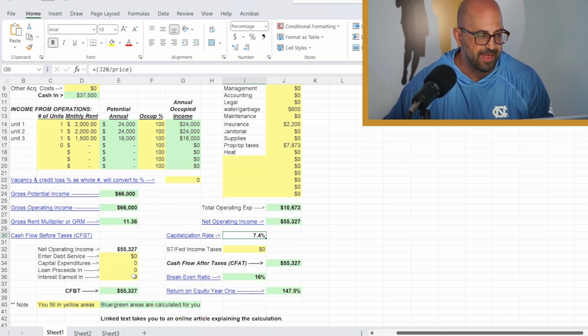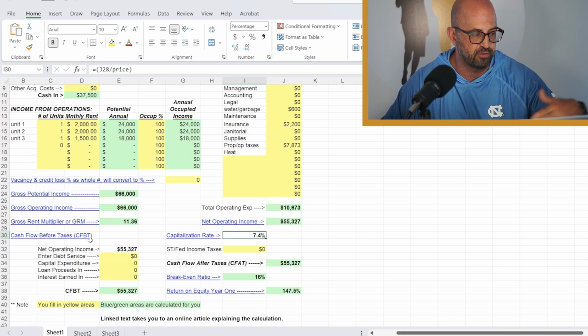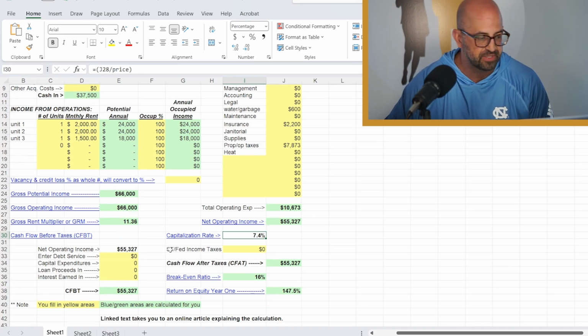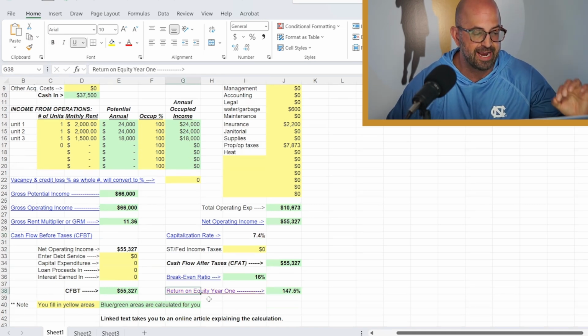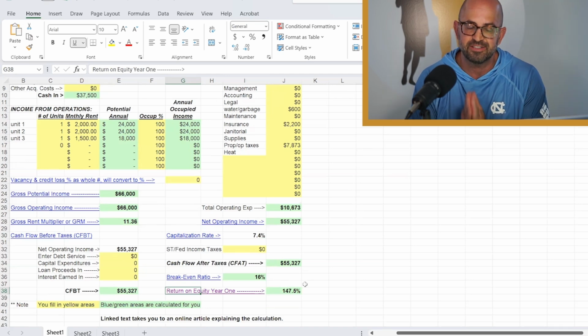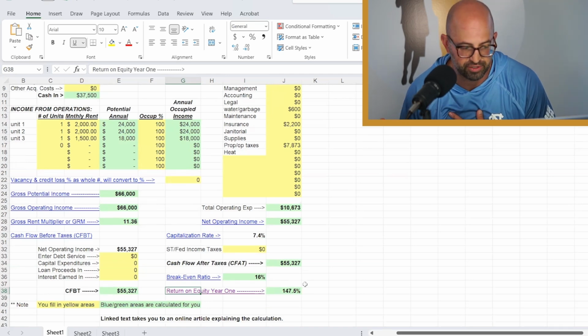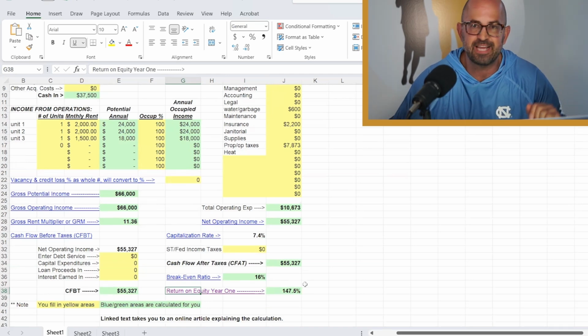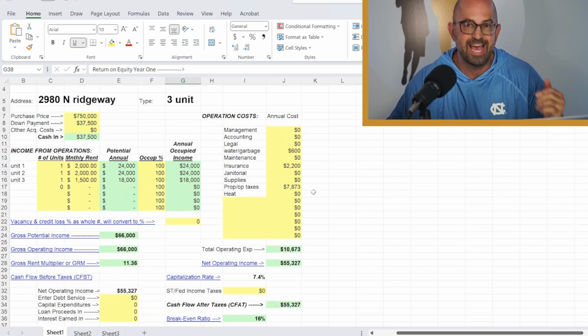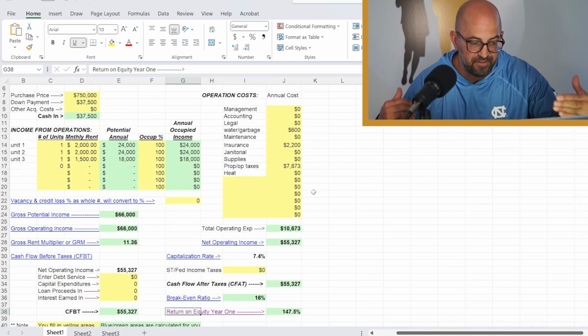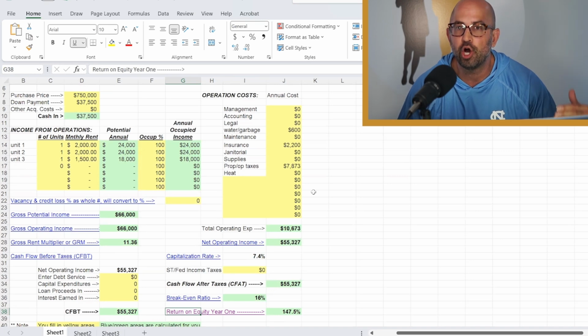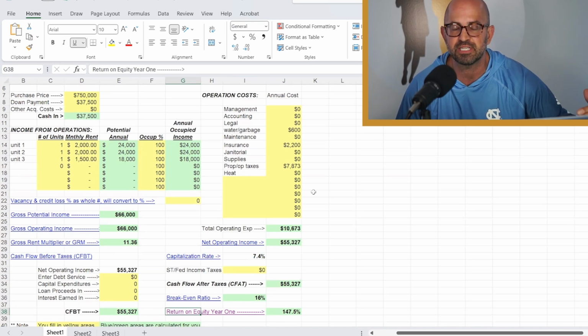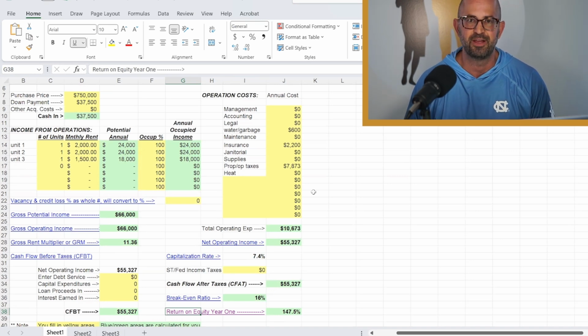Okay, cash flow after taxes, we really didn't get into that. You can add that. That would be in your cash flow before taxes. The big one is going to be return on equity year one. So to me, this is what I call cash on cash. So I'm putting $37,000 down and I'm getting back $55,000. That's 147% on your money. People, it's a leveraged asset. The amount of money you make on real estate is insane.